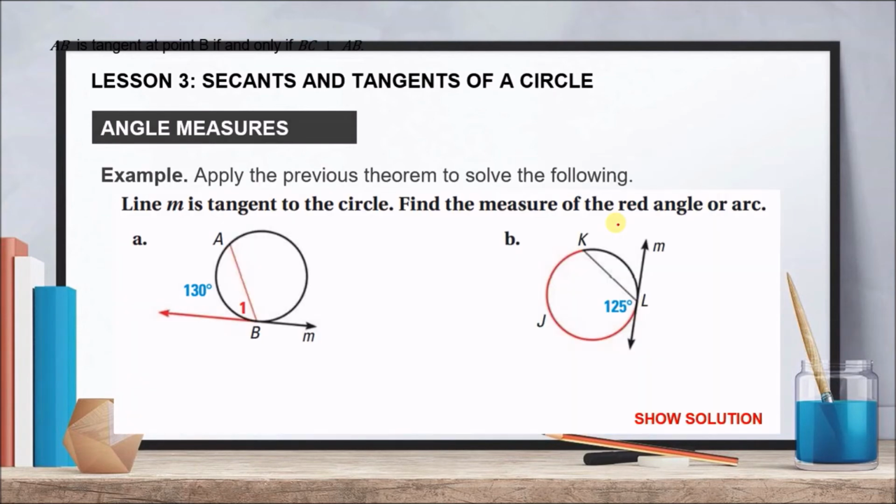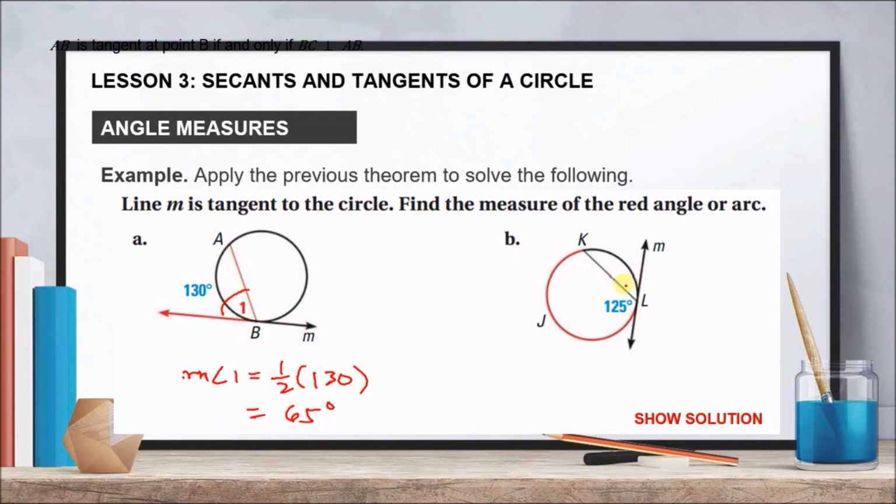Example. Basic lang ito. We will be getting the angle 1. So, angle 1 is simply obtained by 1/2 of the 130. Bakit? Because 130 here is the intercepted arc of angle 1. So with that, the 1/2 of 130 is equal to 65 degrees. So that's the measure of our angle 1.